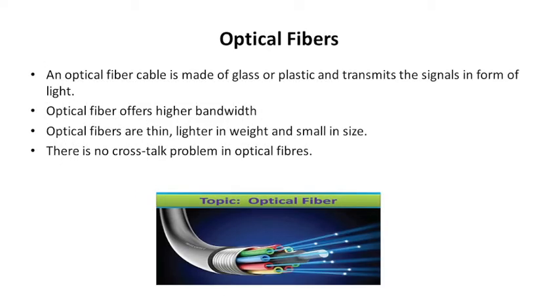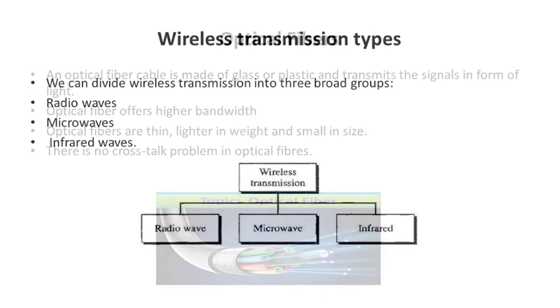Optical fiber. An optical fiber cable is made up of glass or plastic and transmits signals in the form of light. Optical fiber offers higher bandwidth, and optical fibers are thin, lighter in weight and small in size. There is no crosstalk problem in optical fibers.